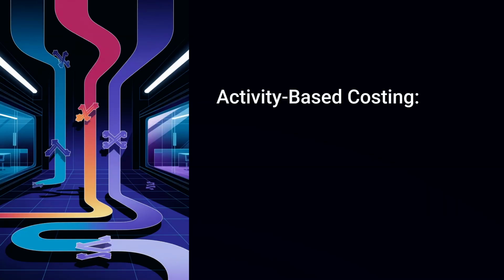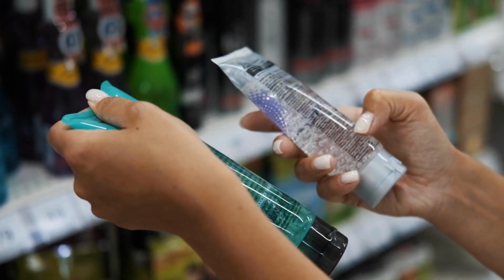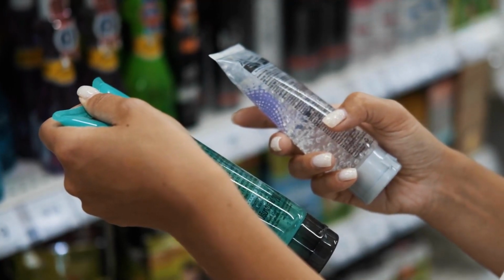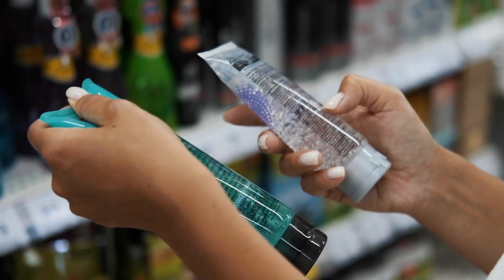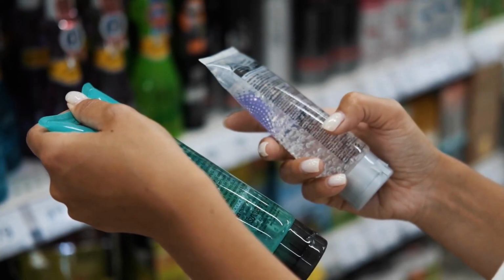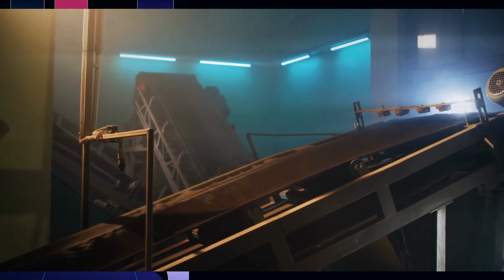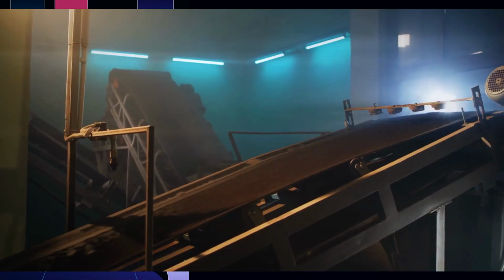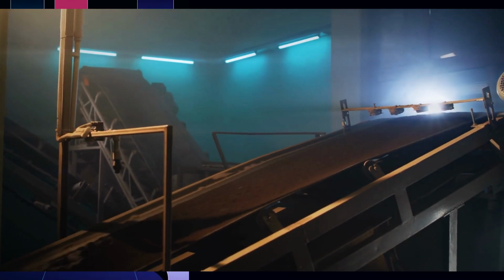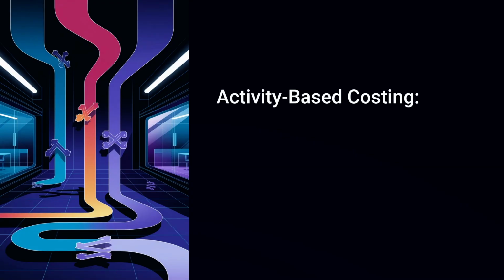Let me ask you something first. Have you ever wondered why some products seem more expensive to make than others, even when they don't look that different? Or why two companies making similar products may have very different cost structures? That's where ABC comes in. These systems help us understand the real cost of making a product by looking deeper into what actually causes those costs.